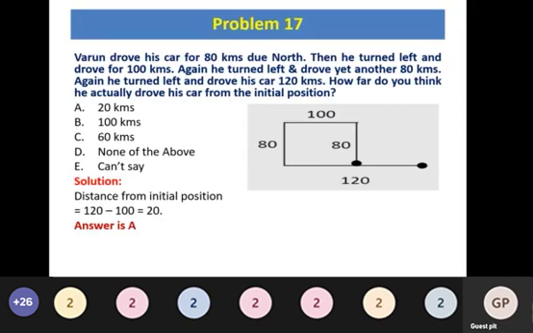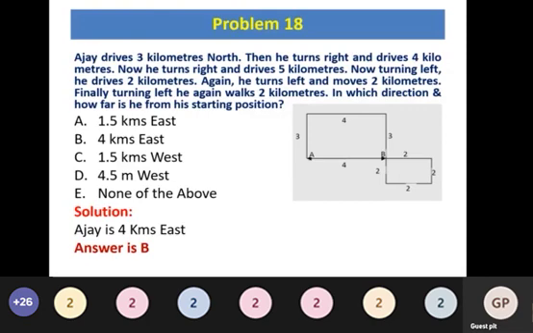Next one, problem 18. Ajay drives 3 kilometers north. Then he turns right and drives 4 kilometers. Now he turns right and drives 5 kilometers. Now turning left, he drives 2 kilometers.